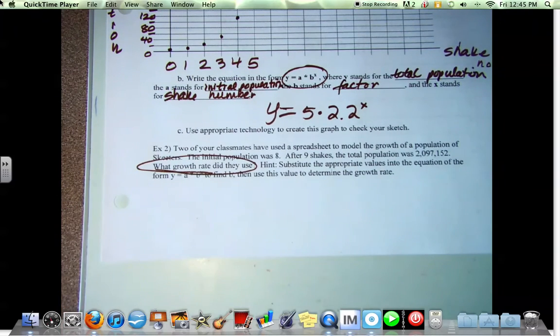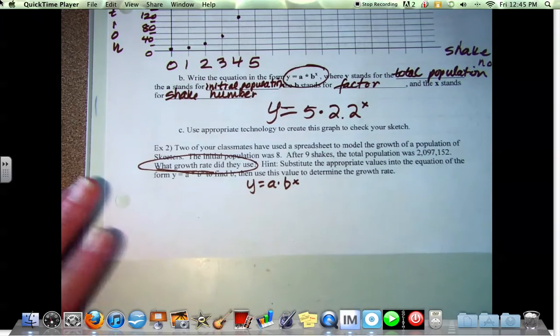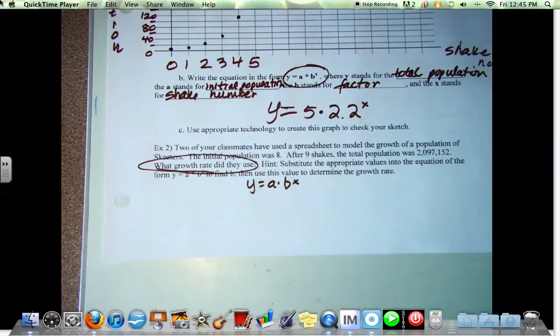So, we're trying to find the growth rate. So, we need to use our equation, y equals a times b to the x. When we're asked to find the growth rate, which one of those letters are we looking to solve for? B. Why? Because the growth factor is one more than the growth rate.